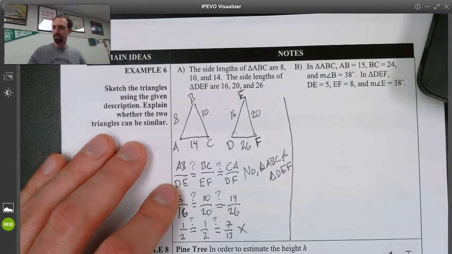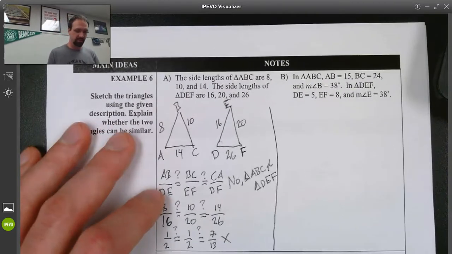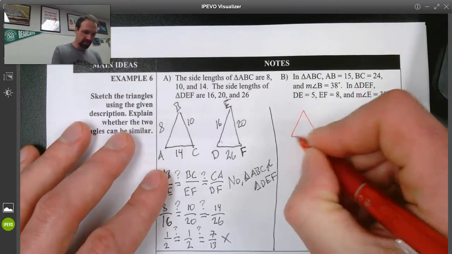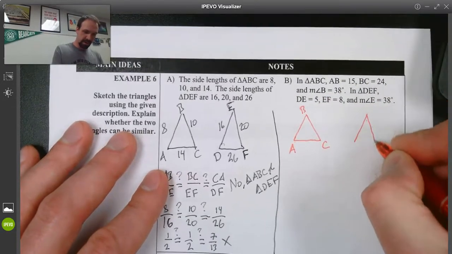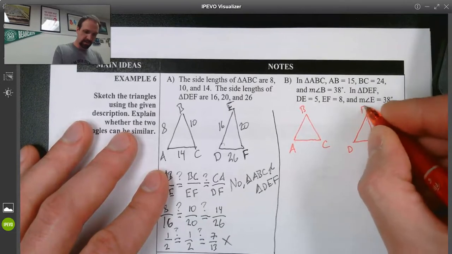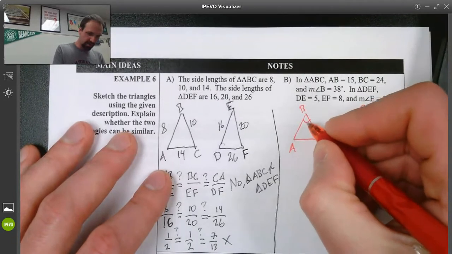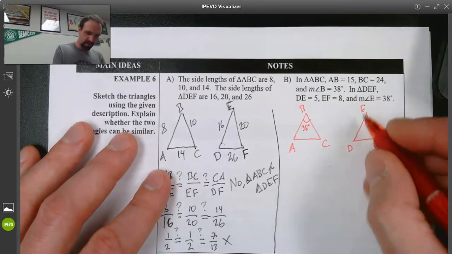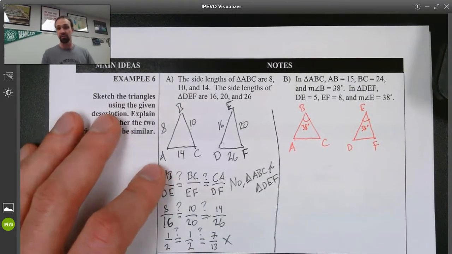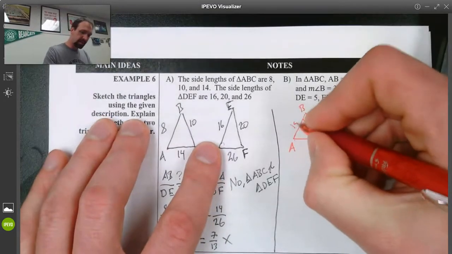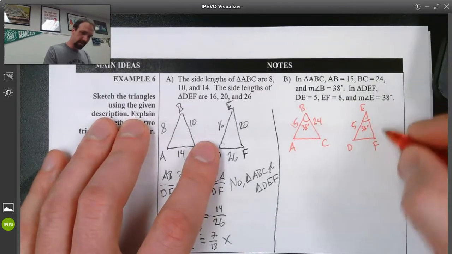Now let's do the other one. So this one actually is going to use side angle side. So we're going to see if this one's similar using side angle side. So again, I need to sketch. So A, B, C, and then D, E, F. Looks like we've got the measure of angle B is 38 degrees. And then E is also 38 degrees, so I went ahead and drew the congruency arcs to show that those are congruent. AB is 15, BC is 24, DE is 5, EF is 8.